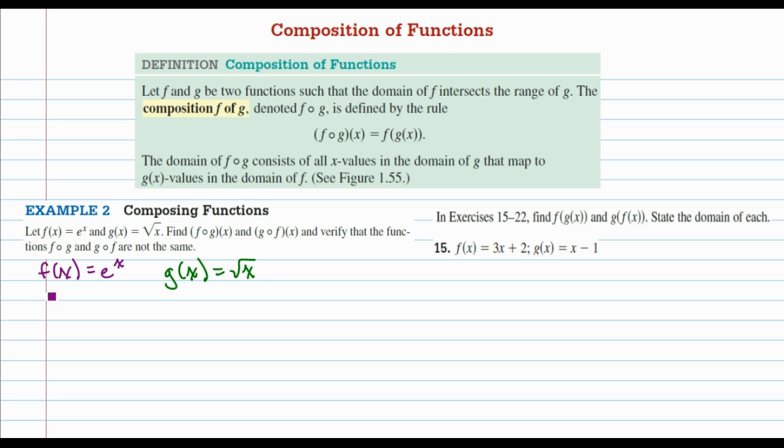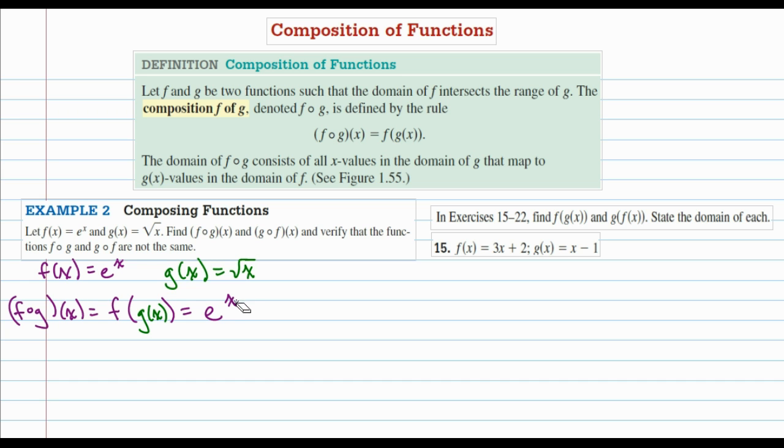So f of g of x means take the f function and plug in g of x for its input. Well, the f function is e to the x. X stands for the f function's input. But I'm not going to use x anymore. I'm going to use the whole g function, square root of x. So e to the square root of x is f of g of x.